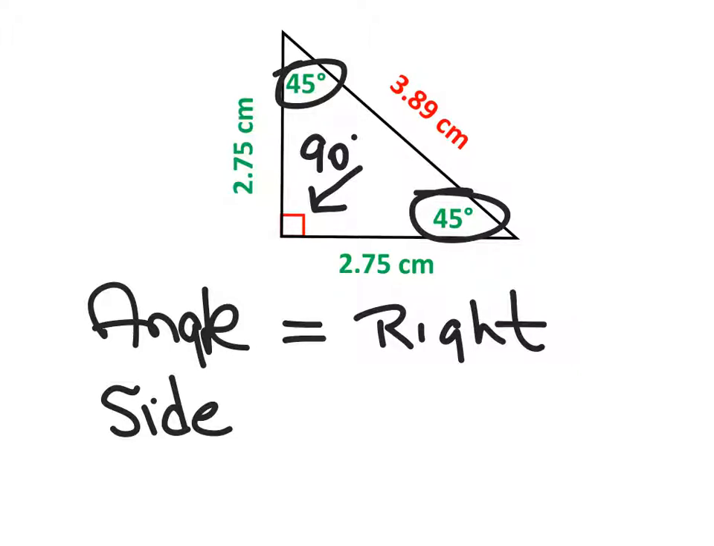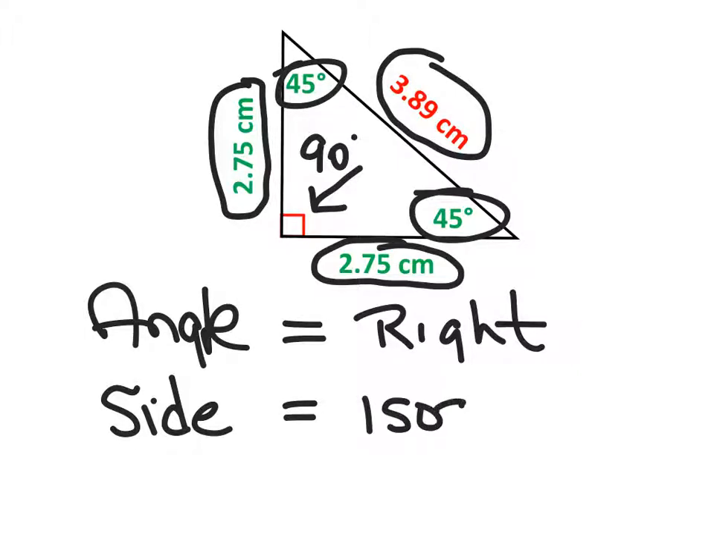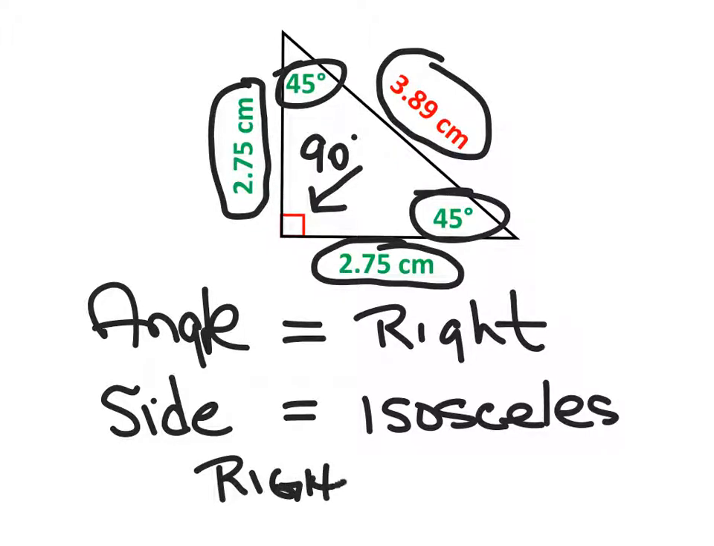Looking at the side lengths, I have 3.89, 2.75, 2.75. I know when I have all side lengths different, I have scalene. But in fact, here I have two side lengths that are the same length. And when I have two sides that are the same length, I have an isosceles triangle. So this triangle is a right isosceles.